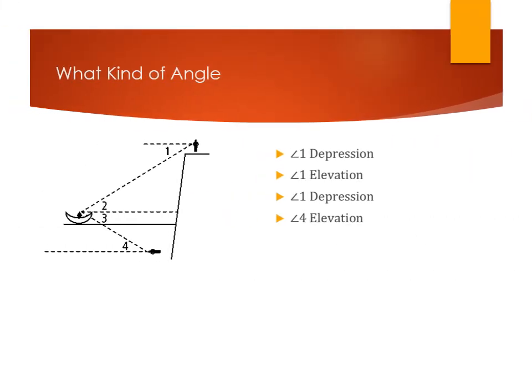Okay. Angle 1, we're looking down, the man to the boat. We're looking down, it's depression. Angle 2, that one right there, the man in the boat is looking up to the man on the cliff, who is elevated above him, so it's angle of elevation. Angle 3, we're looking down to, I don't know, the scuba diver or whatever that is there. It's depression. Angle 4, the diver is looking up to the boat, so that's elevation. So remember, if you're looking up, it's elevation. If you're looking down, it's depression.